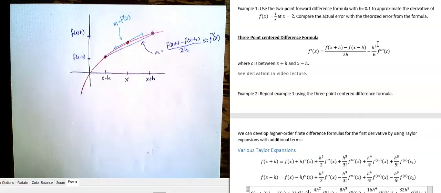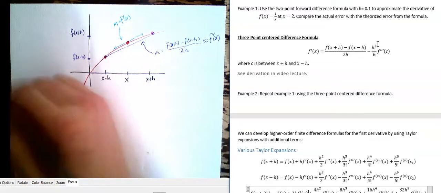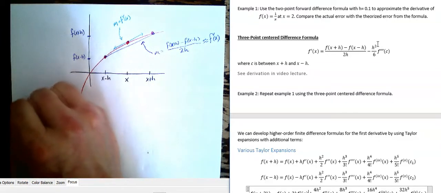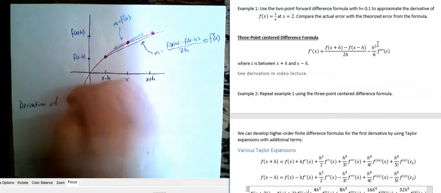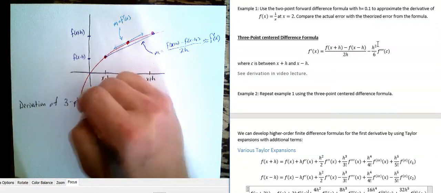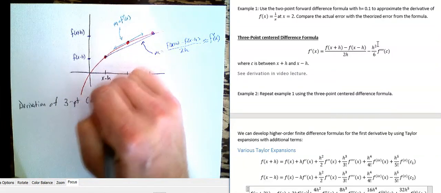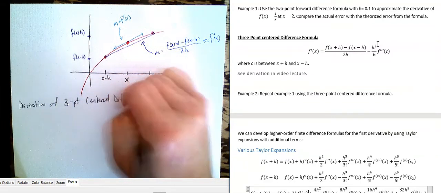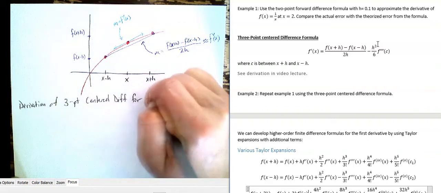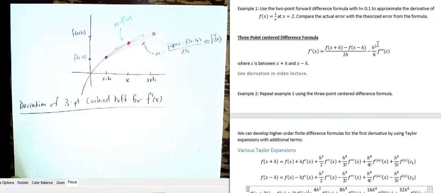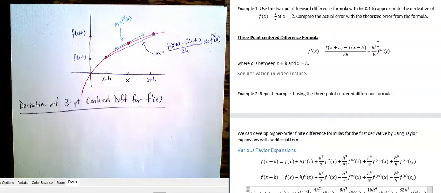So let's derive it using our Taylor formula here, okay? So, derivation of 3-point centered difference for f prime. All right.